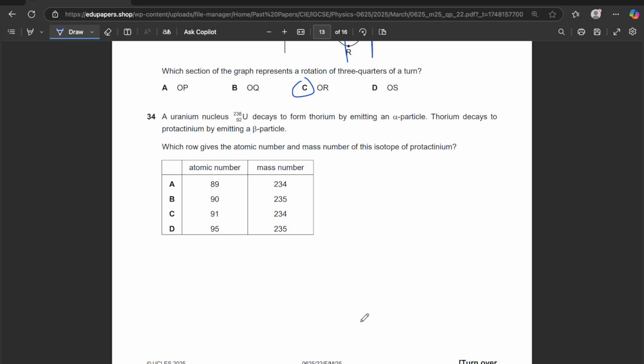34. Uranium nucleus decays to form thorium by emitting an alpha particle. Thorium decays to protactinium by emitting a beta particle. So which row gives the atomic number and mass number of this isotope of protactinium? Firstly, by alpha particle, the atomic number will decrease by 2, and then because of the beta particle, you will add 1, so the change will be -1. -1 is 91. We can just choose C.